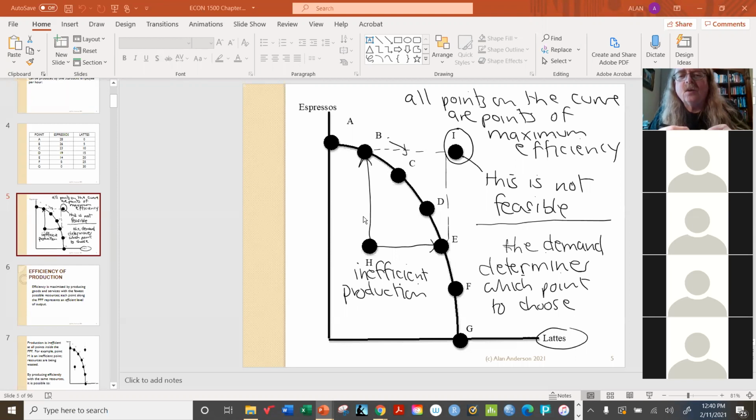On the other hand, I looks like a wonderful point to be producing at, because look at this. I has more lattes than B, and yet the same number of espressos. If you look down in this direction, you can see that I, compared to E, has more espressos with the same number of lattes. So what this tells me is that I don't have the ability to produce at this point with my given level of resources. We say that this point is not feasible. Anything outside the curve is considered to be not feasible, meaning that I cannot achieve that with the resources that I have. Now, having said that, that can change over time.